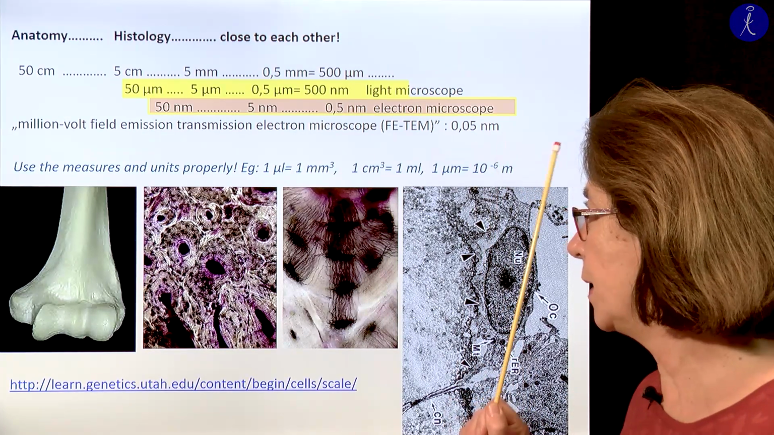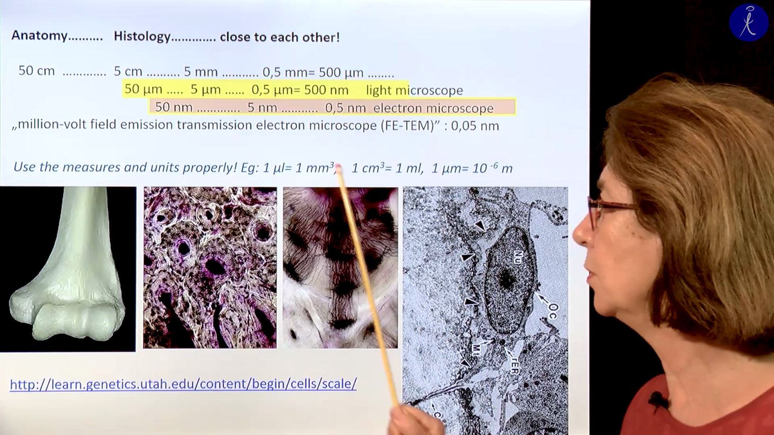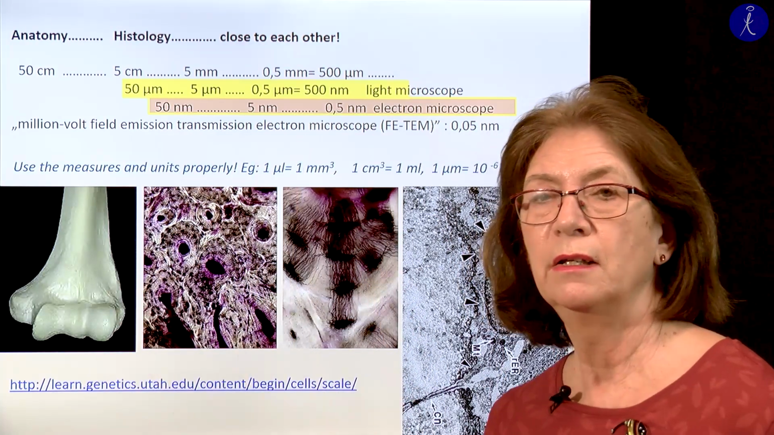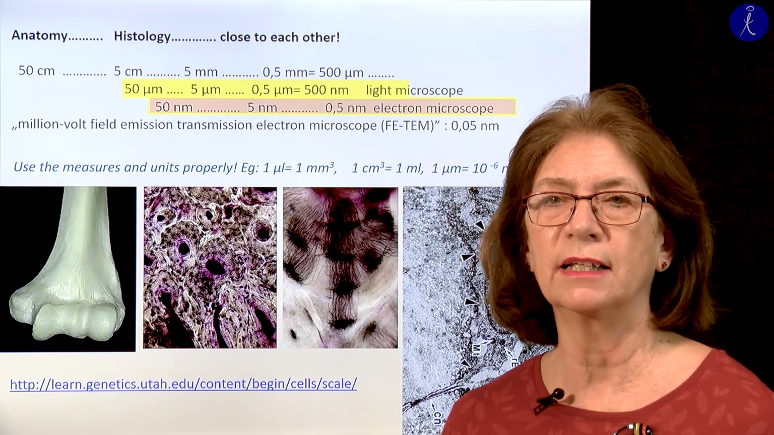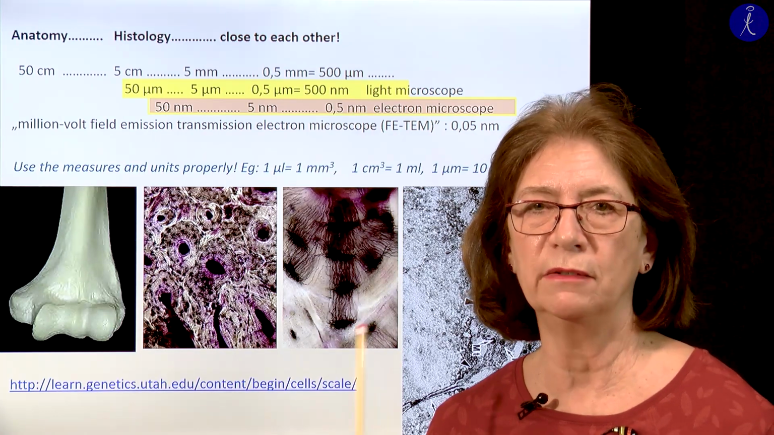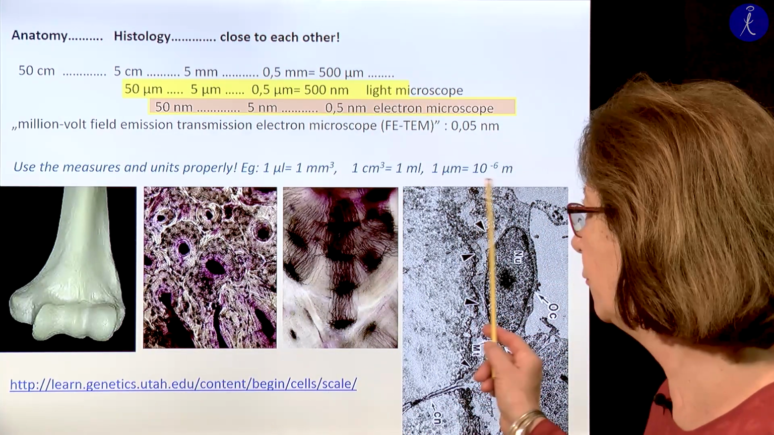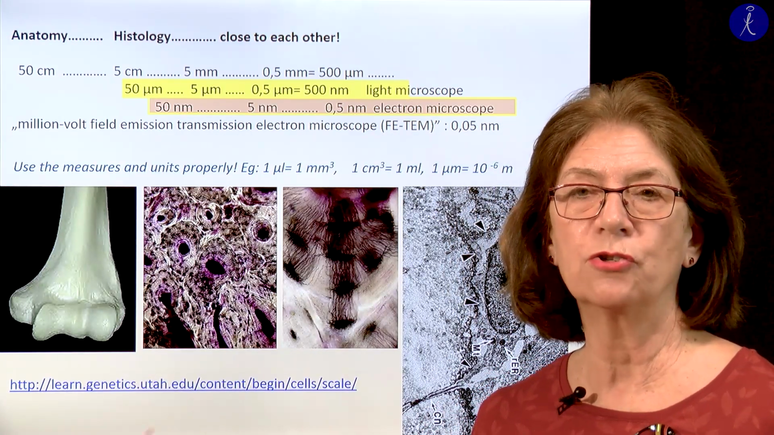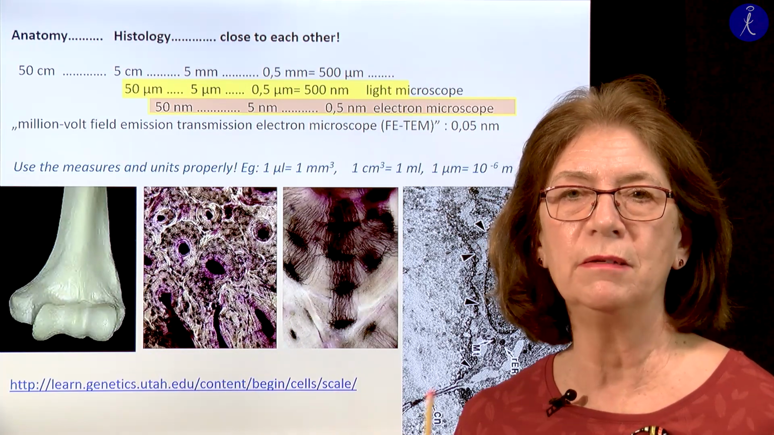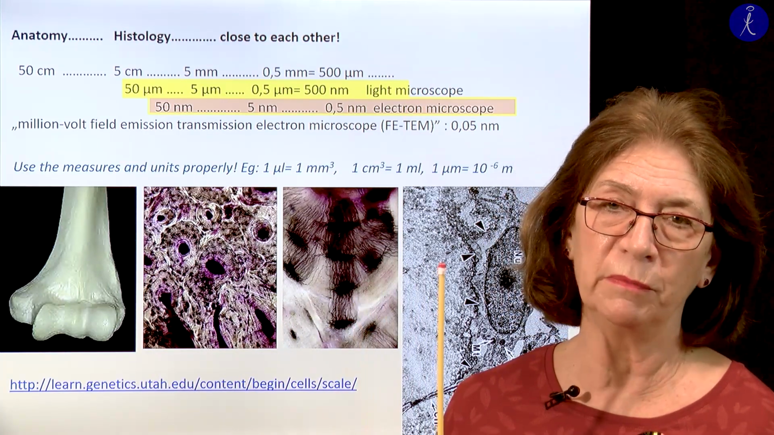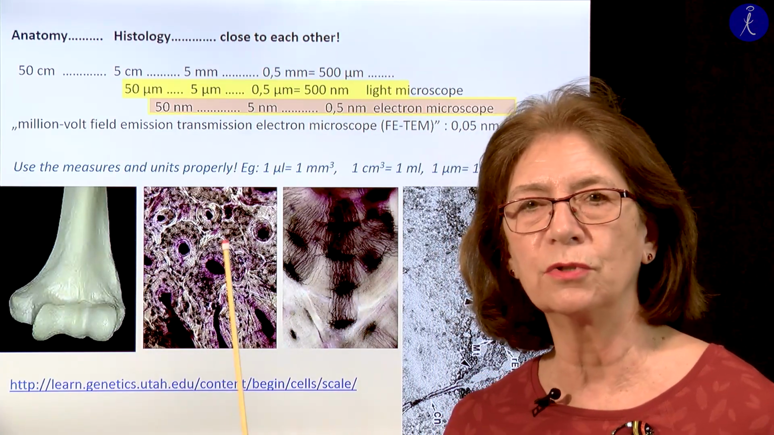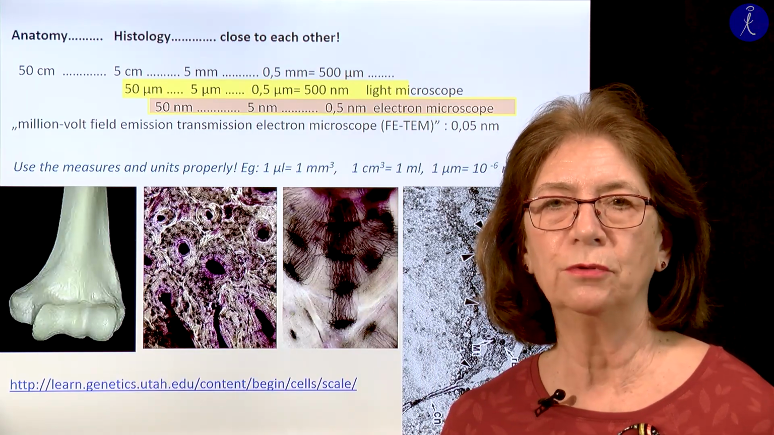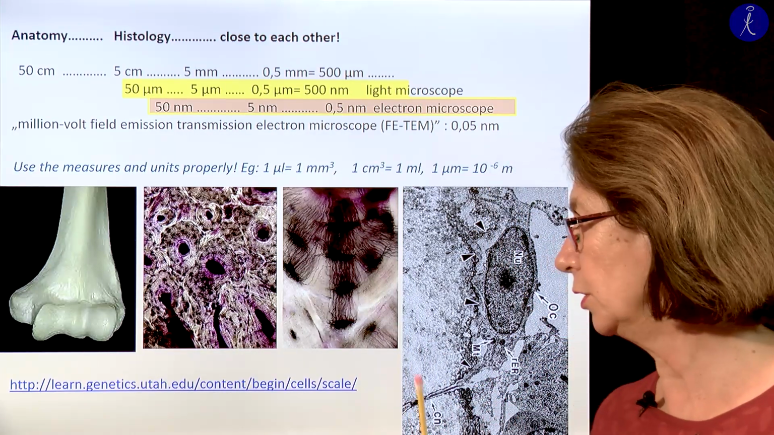Another thing which might be a problem, that you do not know these measures and the units properly. If you have problems with these, then please revise. Please revise what these are, because you have to be sure how long is 10 millimeters, and what's the relationship between a micrometer and a millimeter, and between the micrometer and the meter. So you have to know these in order to get oriented in this microscopic world.